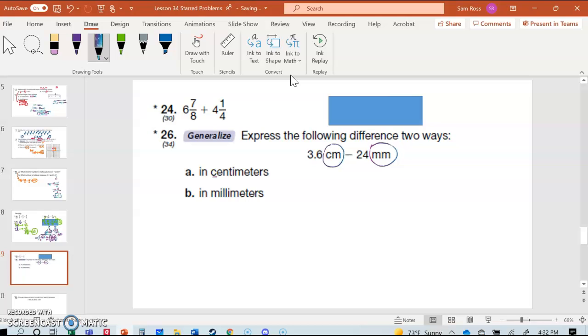So let's start with the centimeters. If I want everything in centimeters, I know that 1 centimeter is equal to 10 millimeters. Okay. So I'm going to have to convert this to centimeters.